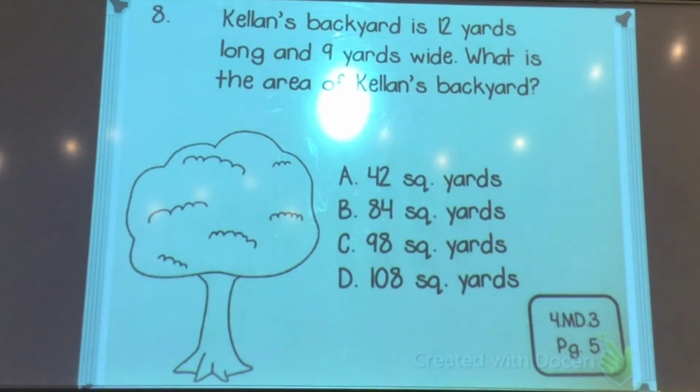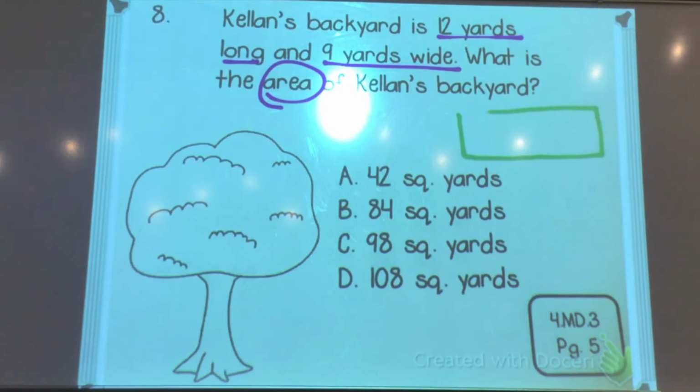Next problem, you can pause and read it. Kellen's backyard is 12 yards long and 9 yards wide. What is the area of Kellen's backyard? It always helps to draw a little picture. So we know, once again, that this is a rectangle and it is 12 yards long and 9 yards wide. And we multiply 12 times 9. That equals 108 square yards.